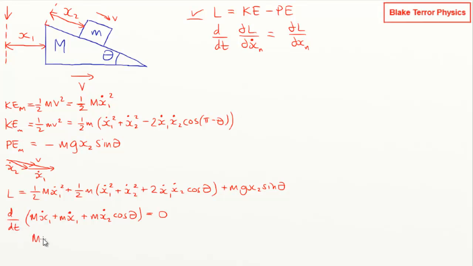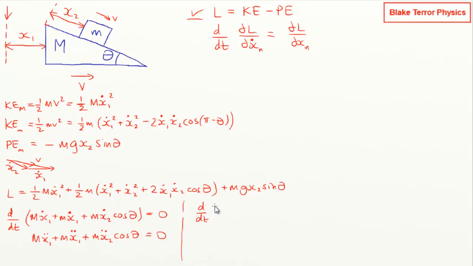So we're going to have capital M x1 double dot plus little m x1 double dot plus m x2 double dot cos theta equals 0. So that is equation number 1. Now we need to do this again. So we're going to have, separate that off, d by dt.